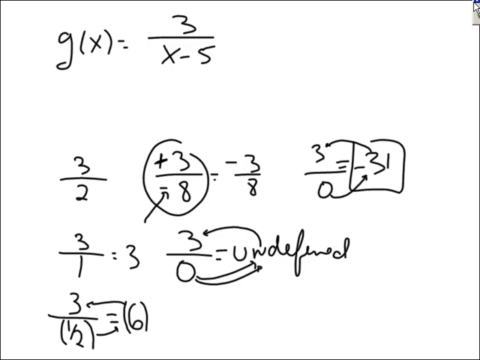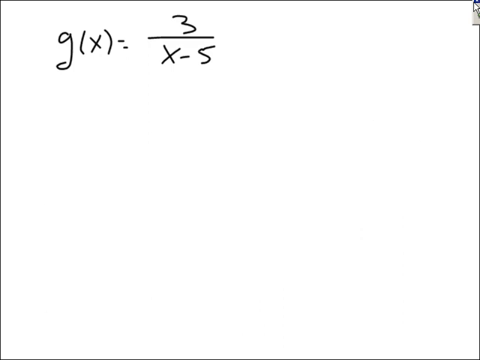You can't put negative 3. 0 times negative 3 is not 3. 0 times negative 31 is not 3. It's not defined. You can't divide by 0. That's one problem. You can't divide by 0. You can divide 3 by any number you want except 0. Okay, you can't divide by 0.